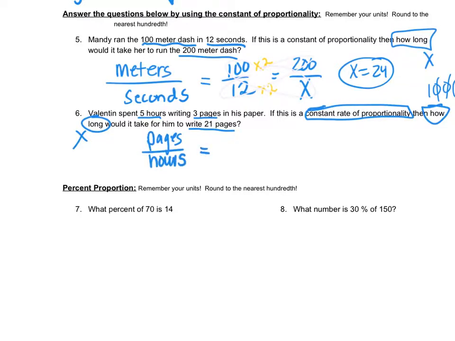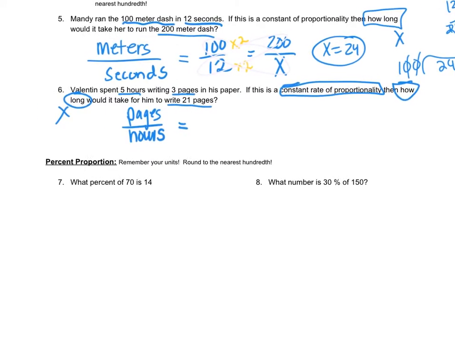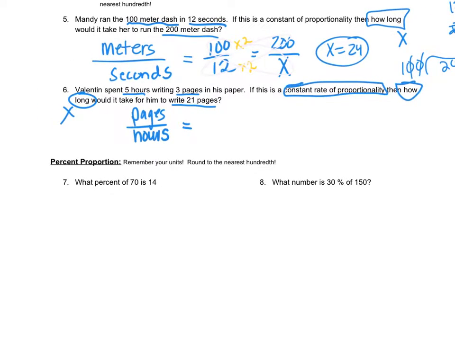Okay, so then what do I know? That he wrote 3 pages in 5 hours. Okay, that it's 3 pages every 5 hours. And then what am I looking for? What was the question asking? How many hours it took for him to write 21 pages? Good, yeah, how long? So that means I'm going to put an X down there where it says hours, and 21 pages is what I want to see.